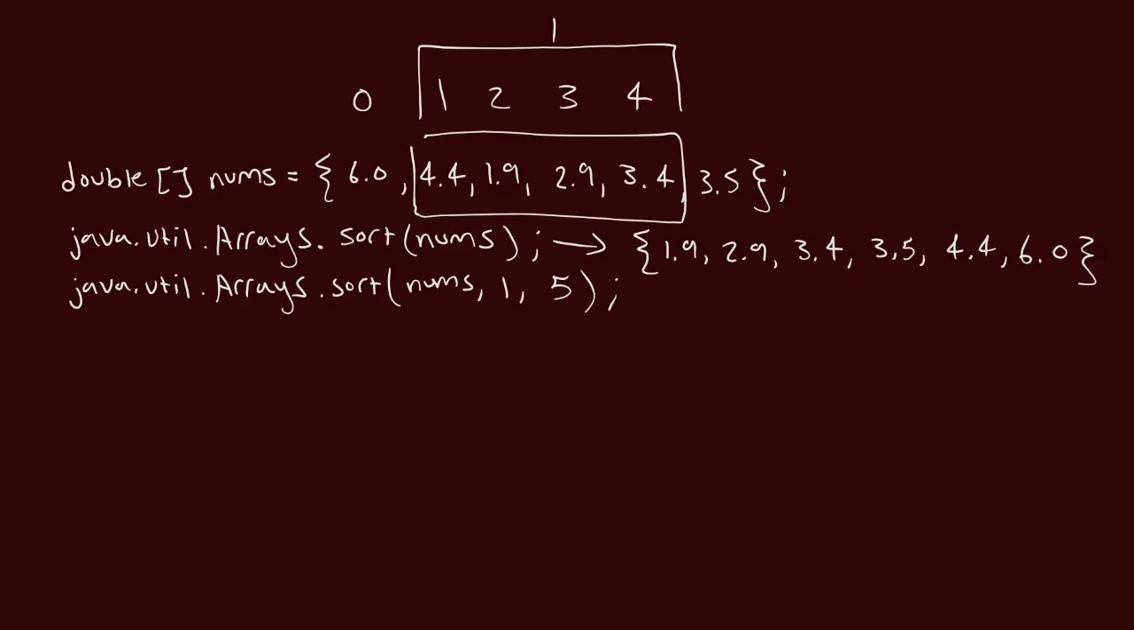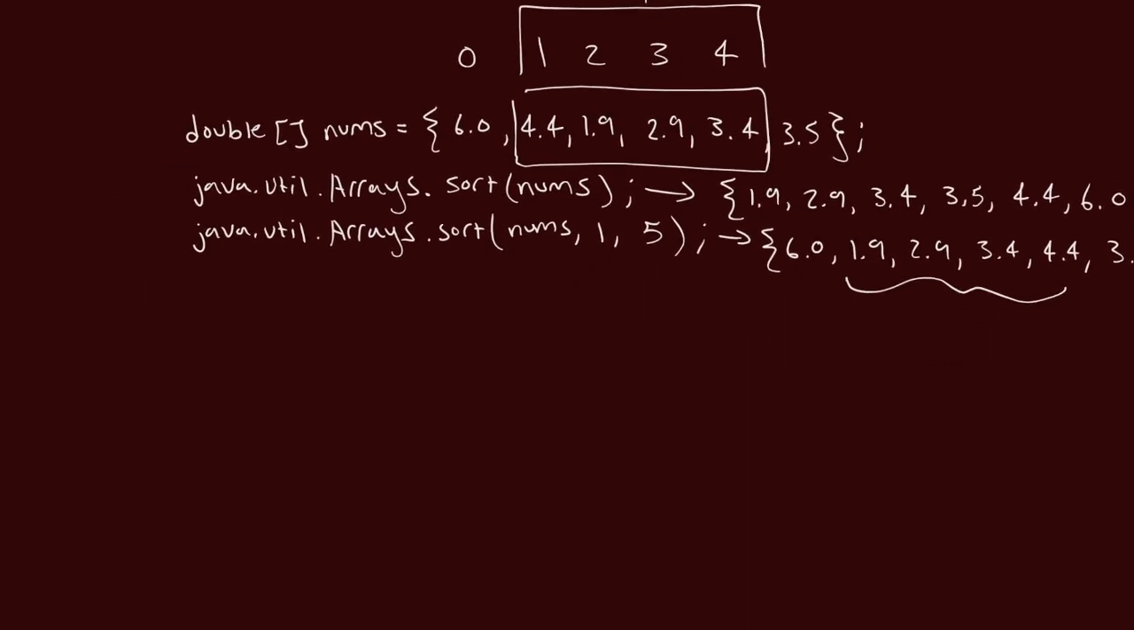All right, so it'll be 6.0, 1.9, 2.9, 3.4, 4.4, then 3.5. Only the slot was changed.